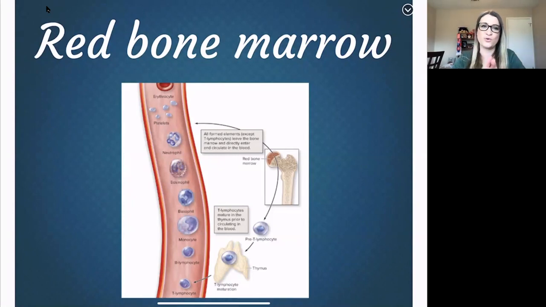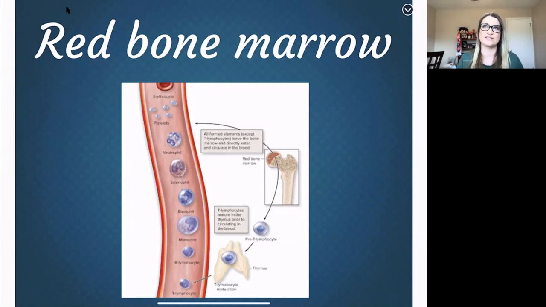There are only two structures that are primary lymphatic structures, and they are your red bone marrow. And we already know that's the site of hemopoiesis. This is where all formed elements are formed. So red bone marrow is a primary lymphatic structure. And then the other one is thymus.